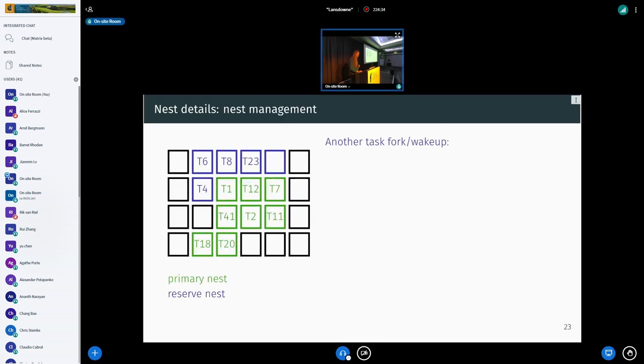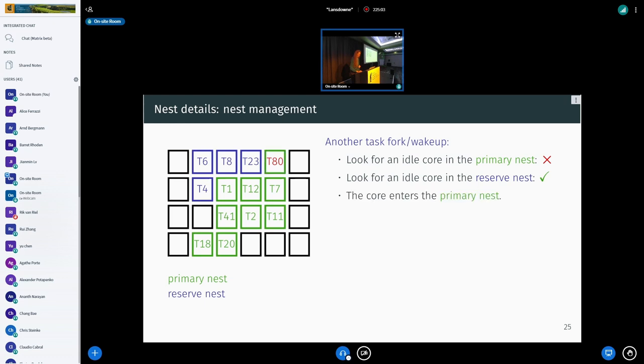So some time goes by, that task went to sleep, and now there'll be a fork or a wake up or whatever. Now we have a new task we need to place. And first we look in the primary nest, and the primary nest is all filled. Then we look in the reserve nest, and this time we find something. And the fact that we have used this core twice is our heuristic to say, okay, this is an important core for our application, and so it's actually going to get moved into the primary nest, so it turns green.